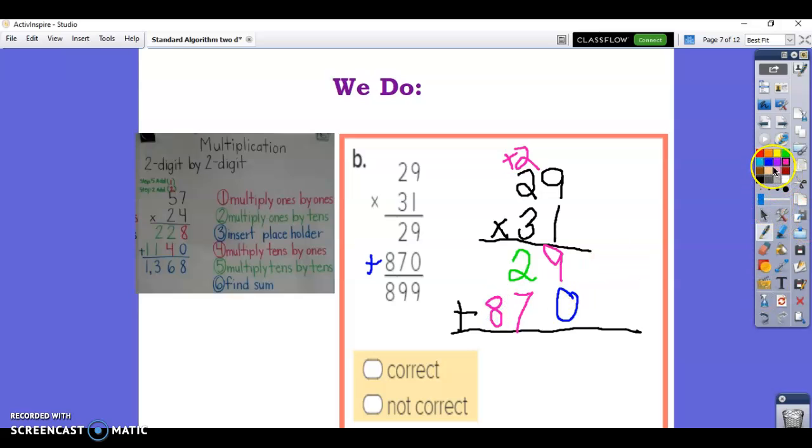Now if you add them all up, you are going to have a 9, a 9, and an 8 for a total of 899. Oop, they got it correct. So if you did all the multiplication correct, you got the answer correct as well.